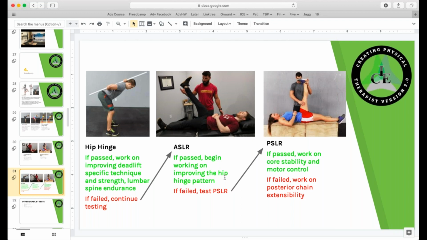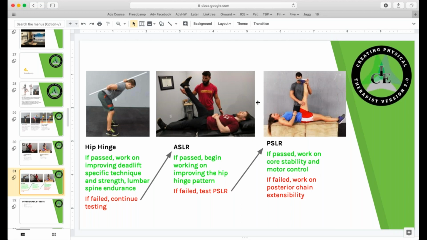If they fail the active straight leg raise, we test passive. If they pass the passive straight leg raise, then we need to teach them how to start to disassociate their lumbopelvic motion from their hip motion. We need to work on some core stability and motor control work. If they fail that test, then we work on posterior chain flexibility.